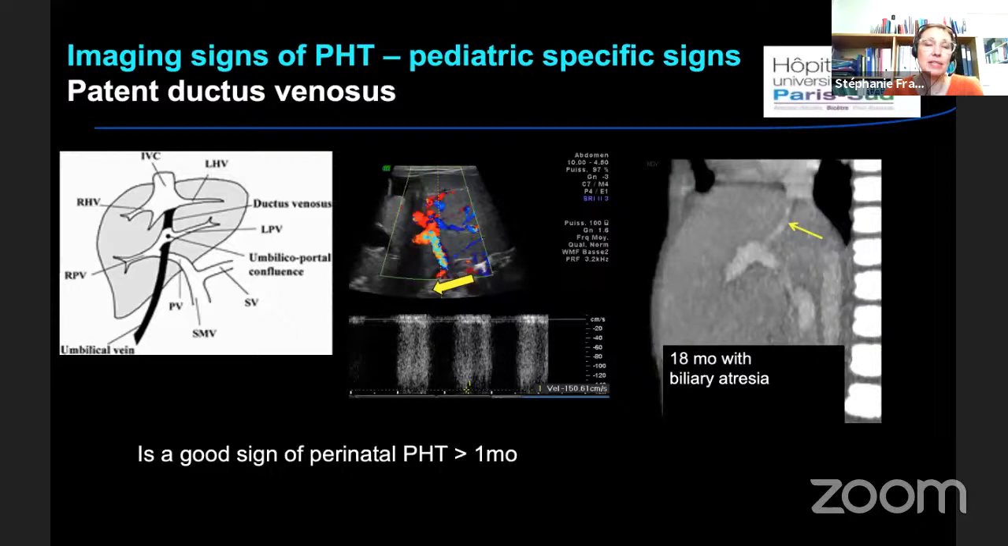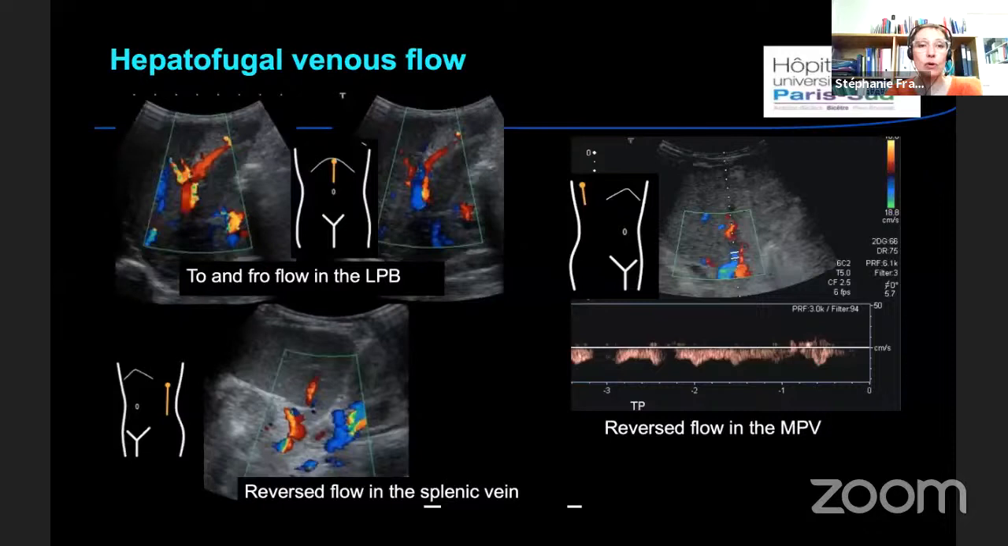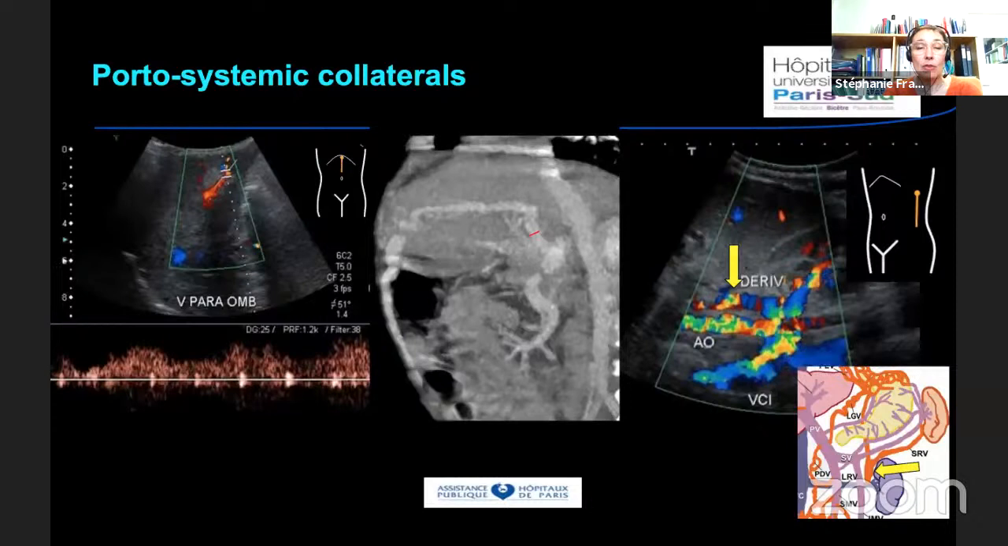The second one is the patency of the ductus venosus. We already talked about the ductus venosus, but sometimes it remains patent even if thin, and in the context of portal hypertension, it's a good sign of portal hypertension that happens most of the time during the perinatal period. And you can see here the aspect in an 18-month-old child with a biliary atresia. Of course, you have the semiology of hepatofugal to-and-fro flow in intrahepatic portal veins and even splenic veins sometimes. The portal systemic collaterals you will look for in children, you may be able to see very clearly the splenorenal shunts by using the acoustic window of the spleen and the kidney on a lateral view.